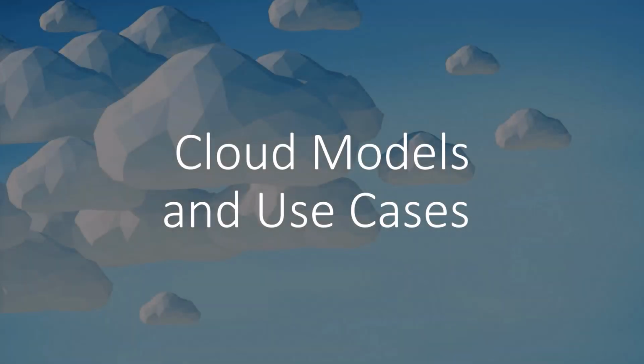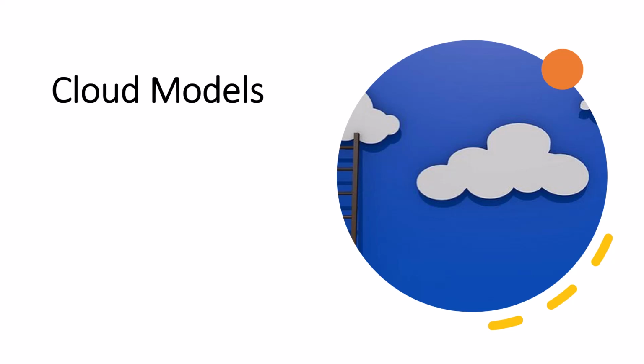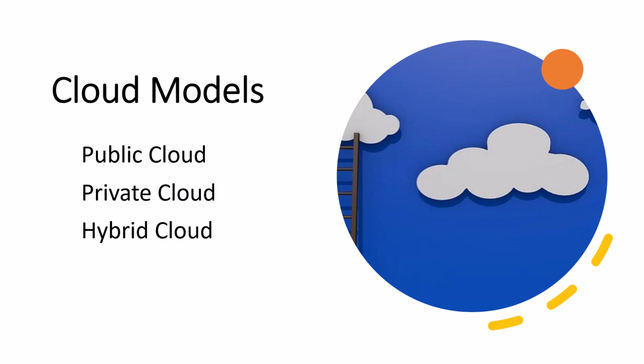Hello and welcome to Cloud Models and their use cases. Now, there's three different deployment models for cloud computing. They include public cloud, private cloud, and hybrid cloud. Each of these deployment models is going to have different aspects that need to be considered as you move to the cloud.